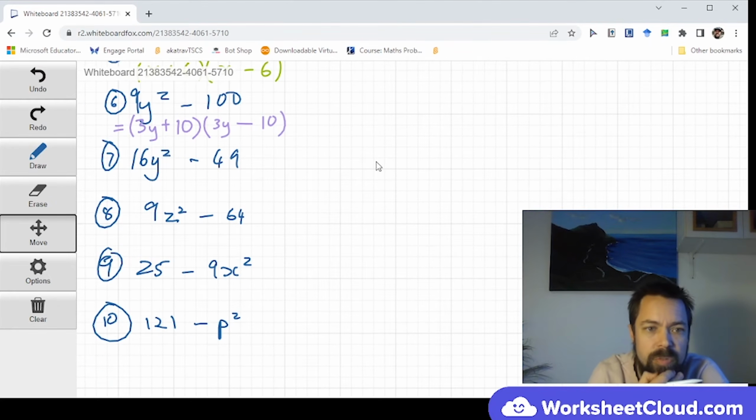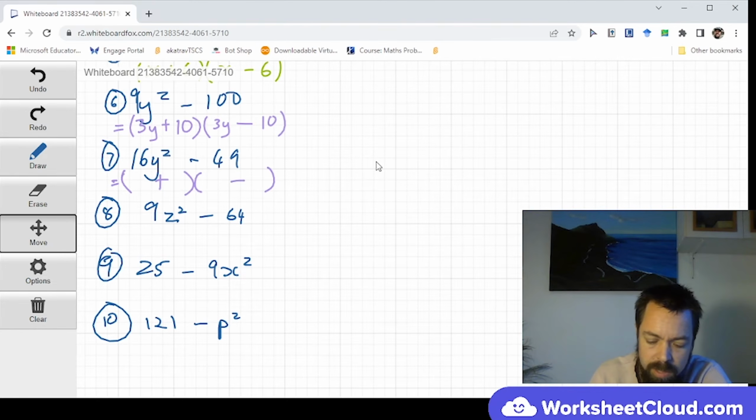So I picked 10 relatively straightforward ones, and after that we move on to ones where you actually have to take out a common factor before you can find the difference of two squares, which also will form part of your education this year. Okay, 16 and 49 can both be square rooted, so can y squared. So I'm going to have something like that. 4y, square root of 49 is 7, and there's my answer. Let's change colors again.